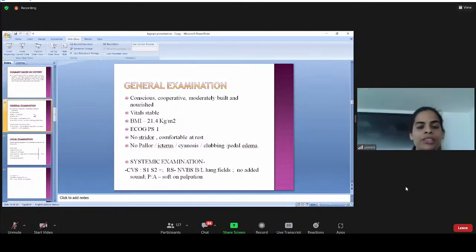So general examination: my patient is conscious, cooperative, moderately built and nourished. His vitals are stable. He's maintaining saturation at room air of around 98%. The body mass index of the patient is 21.4 kg per meter square. His ECOG performance status is 1. He has no stridor and is comfortable at rest. There is no obvious pallor, icterus, cyanosis, clubbing or pedal edema. Systemic examination of the cardiovascular and respiratory systems is normal.